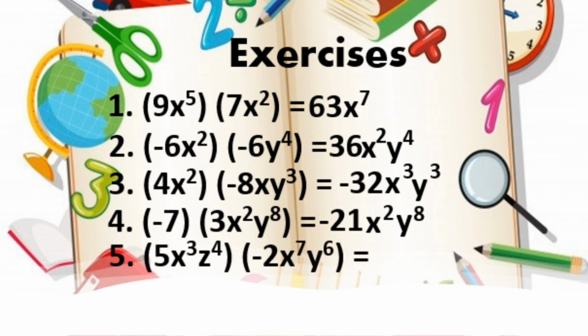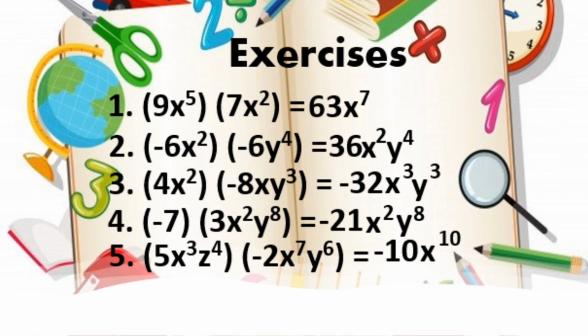Okay, last exercise. Number 5, we have 5x cubed z to the 4th times negative 2x to the 7th y to the 6th. So go with the process once again. 5 times negative 2 will have negative 10. Very good. And then copy the base x. And then how about the exponents? Add the exponents, right? Okay, so 3 plus 7 will give you 10.